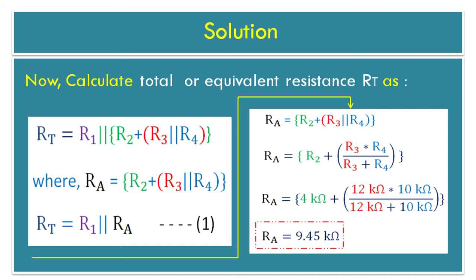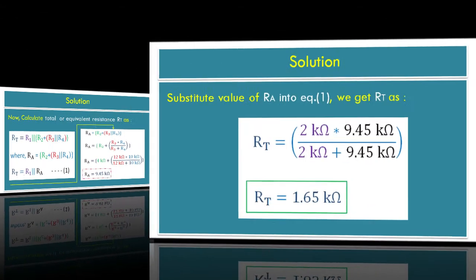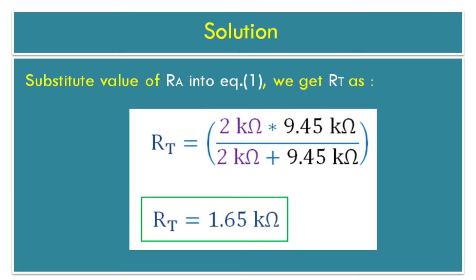Let's calculate resistance RA as resistance RA is equal to R2 plus resistance R3 parallel with resistance R4. Now substitute resistance R2 is equal to 4 kilo ohm, R3 is equal to 12 kilo ohm and resistance R4 is equal to 10 kilo ohm. After calculation, we get resistance RA is equal to 9.45 kilo ohm. Let's substitute value of resistance RA into equation 1.